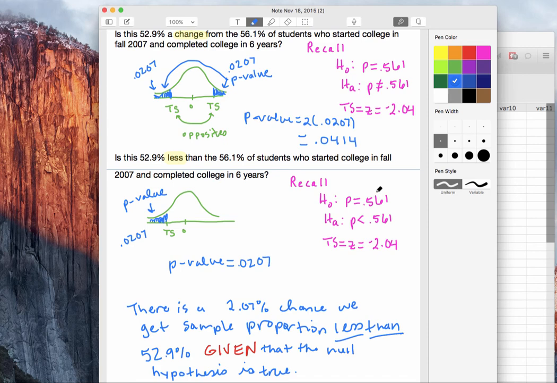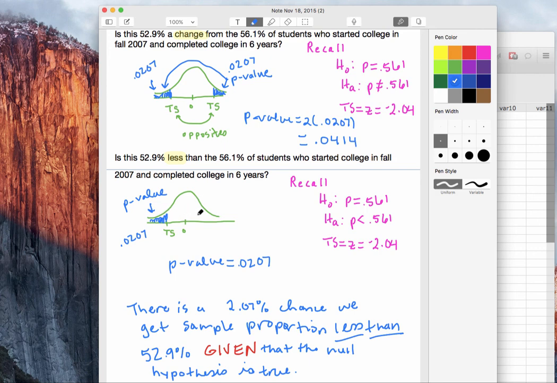So imagine just like taking a photocopier and expanding or shrinking a document. That's what we've done here with our z-score. We've just kind of slid it around and changed the shape a little bit. Now this last part, given that the null hypothesis is true, that's the important part because we fixed the center of the model. We made an assumption that the center was at 56.1%. So if your center changes, then it's going to throw off your proportion because the curve won't be in the same place anymore.